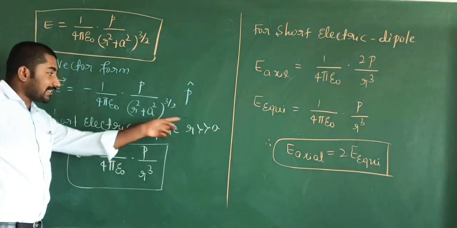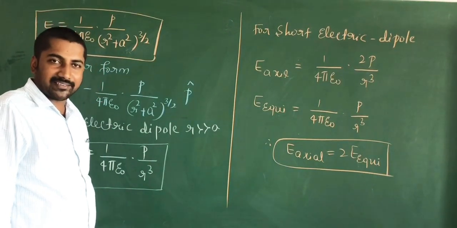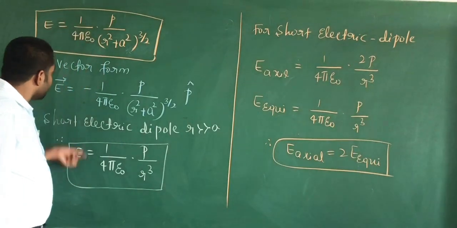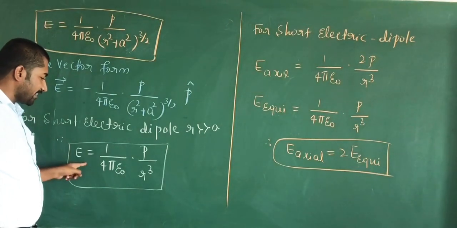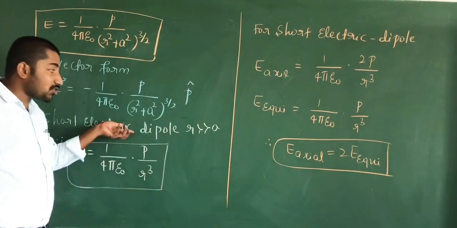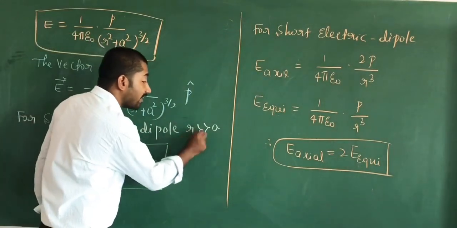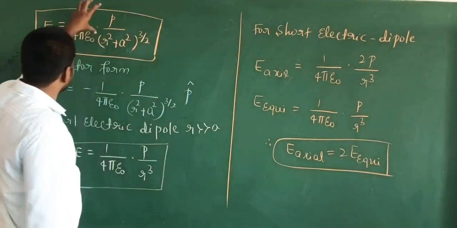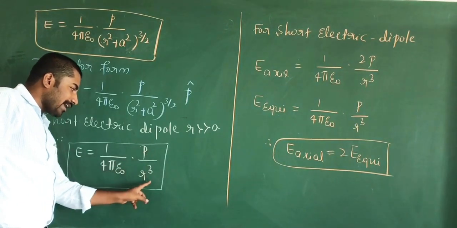But for a short electric dipole, suppose R is very much greater than A. Then A can be neglected, and the A value becomes 0. Now you can write this equation: in this equation, A can be neglected. You get E is equal to 1 divided by 4 pi epsilon naught P divided by R cube for a short electric dipole. Then this equation becomes E is equal to 1 divided by 4 pi epsilon naught P divided by R cube.